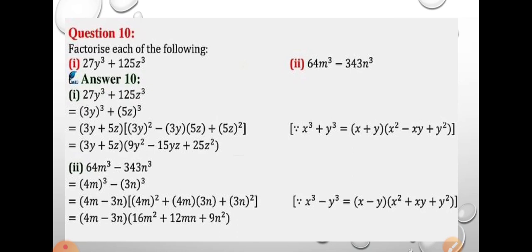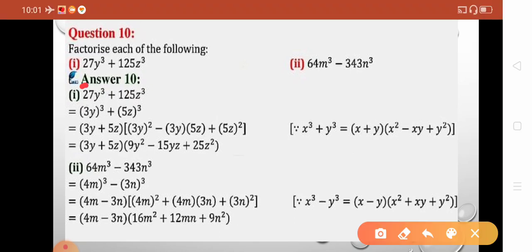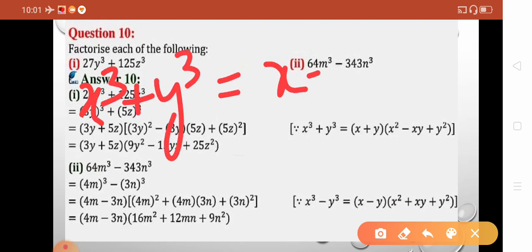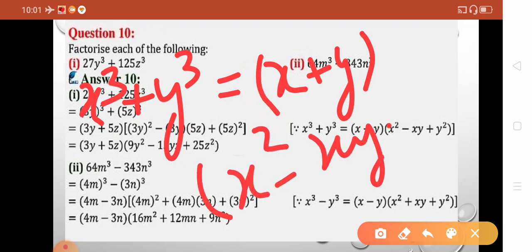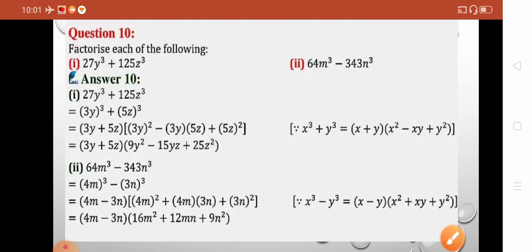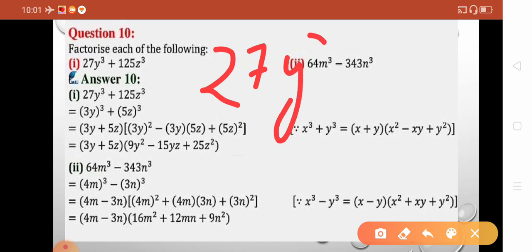Factorize each of the following. You can clearly see here we have to use the formula x cube plus y cube, and the formula will open as (x plus y)(x square minus xy plus y square). So simply you have to put the value of x and y that you have found from the given statement. So we have 27y cube plus 125z cube.